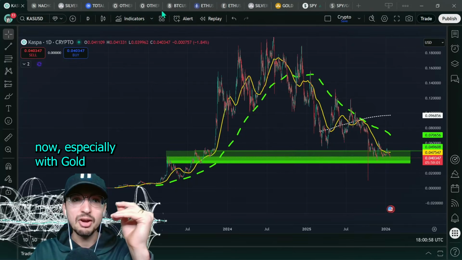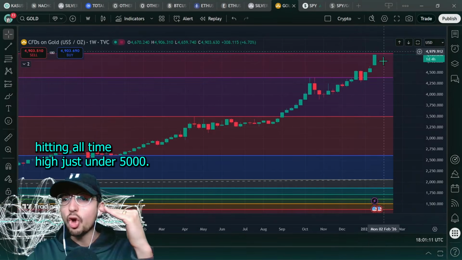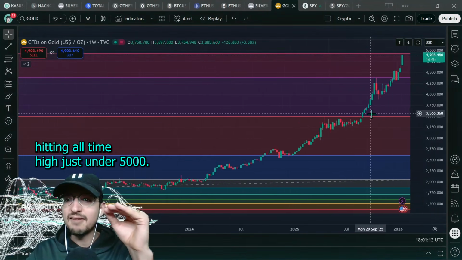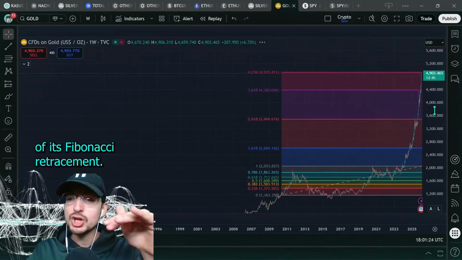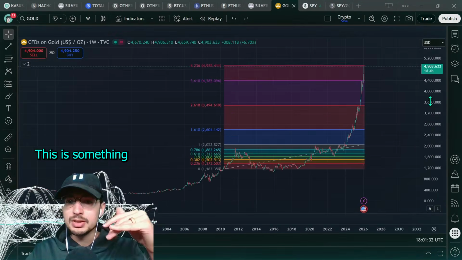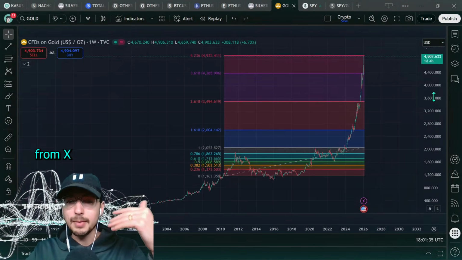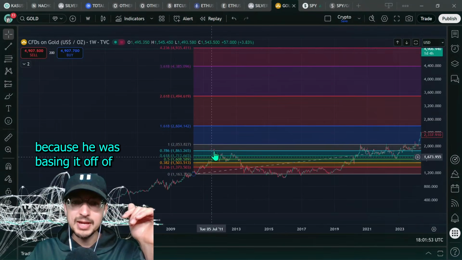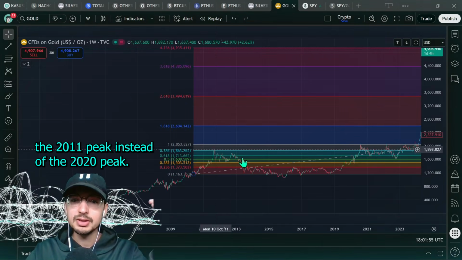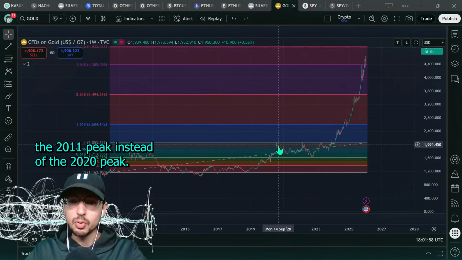That's what we are right now, especially with gold hitting all-time high just under 5,000. What's super interesting is looking at the full extension of its Fibonacci retracement. This is something that actually zkEVM from X, he made a note of this, but here I'm fine tuning the retracement because he was basing it off of the 2011 peak instead of the 2020 peak.